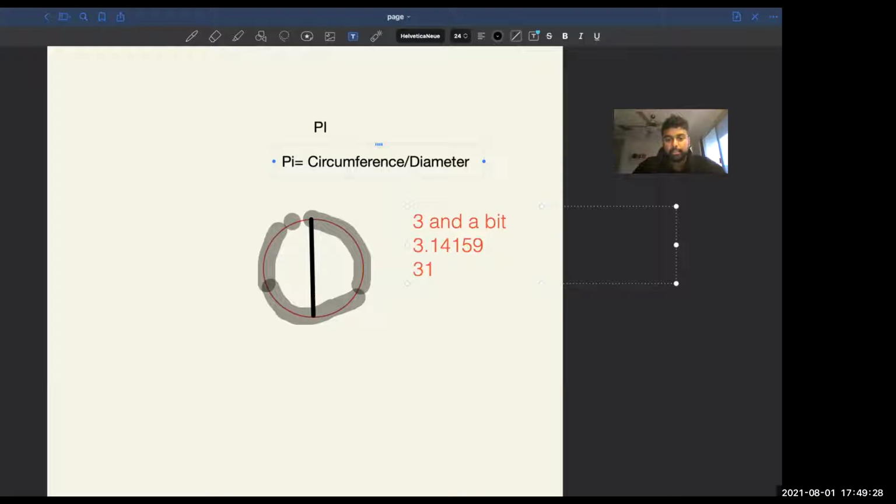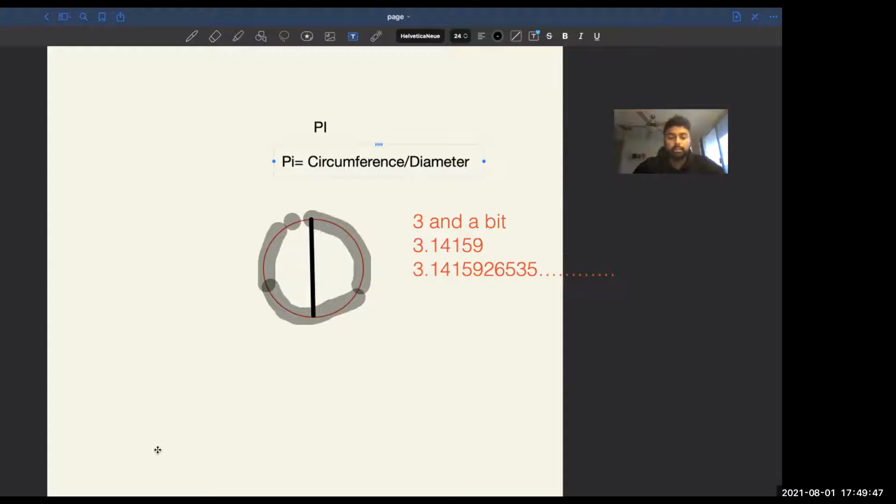And as technology evolved, we got better and better at calculating it. Now we know it's 3.14159265358 and so on. It goes on forever. So that's how you find pi. Pi is the number of times the diameter goes around a circle.